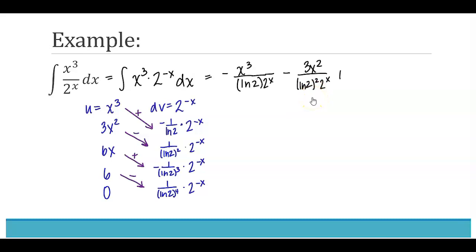Then I'm going to have minus, actually, because I'm going to have 6x times this negative, and then the signs stay the same, so it's going to be a minus 6x over natural log 2 cubed times 2 to the x. Then finally minus 6 over natural log 2 to the fourth, and then times 2 to the x plus c.